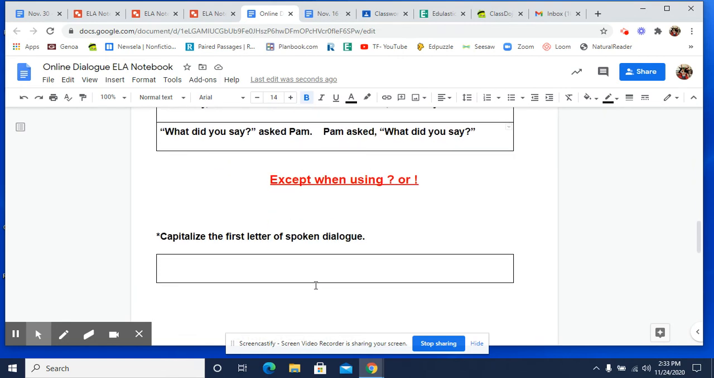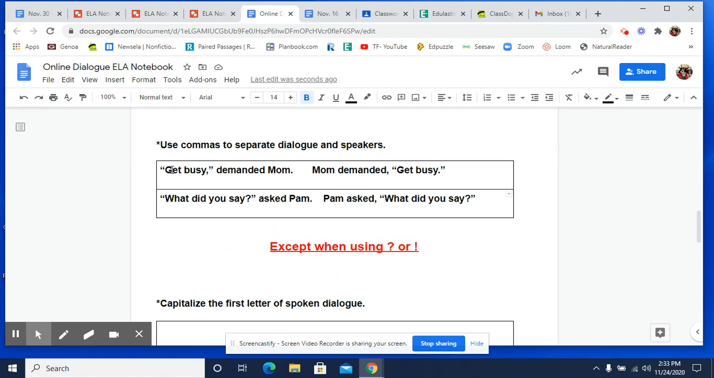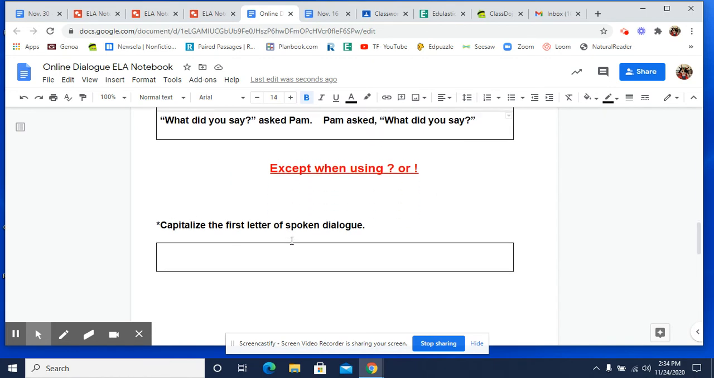And finally, capitalize the first letter of the spoken dialogue. If you notice, when it was the first word of the sentence, it was capitalized. But over here, when I use the tag first, Mom demanded, comma, "Get busy," it's still capitalized. The beginning of every quotation must be capitalized, no matter where it is in the sentence.